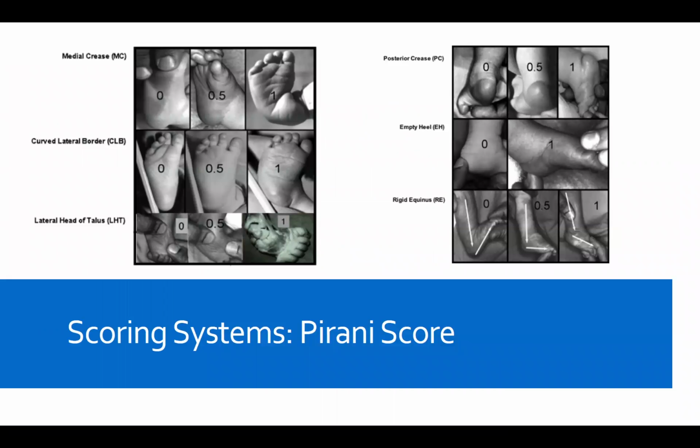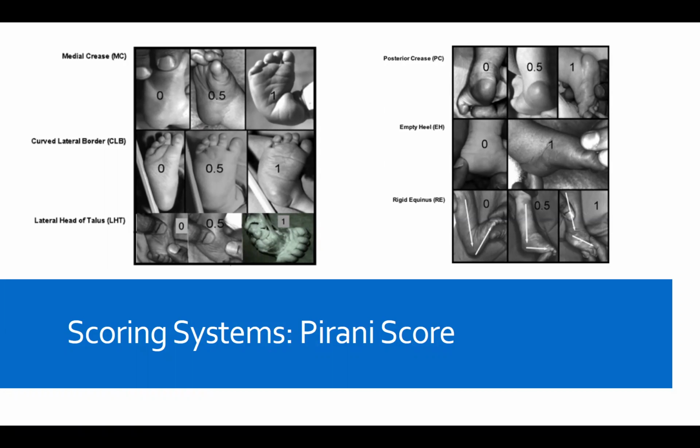We'll start with the Pirani score. The Pirani score was developed by Dr. Shafiq Pirani to assess clubfoot at both the initial presentation and help monitor the treatment progress. It's comprised of two different scores. We have a midfoot and hindfoot score that can each receive a maximum score of 3. You can combine both these scores to give you the final Pirani score with a maximum severity of 6. There are individual components that are divided into a scale from 0 to 0.5 to 1.